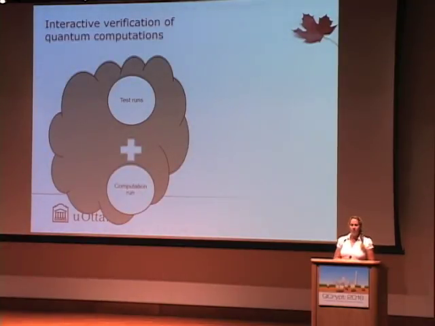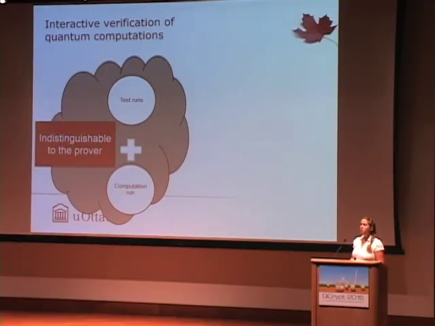Okay, so the very high-level idea in this protocol is that there's going to be test runs, and there's going to be the computation run. And the verifier is going to choose randomly which type of run to execute at any given point in time. And the prover will not be able to tell what type of run is currently being executed. So these are indistinguishable from the point of view of the prover.